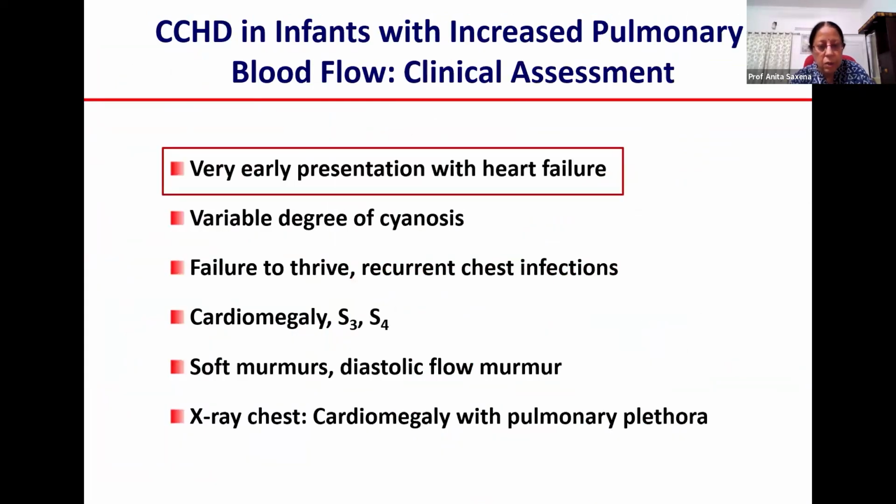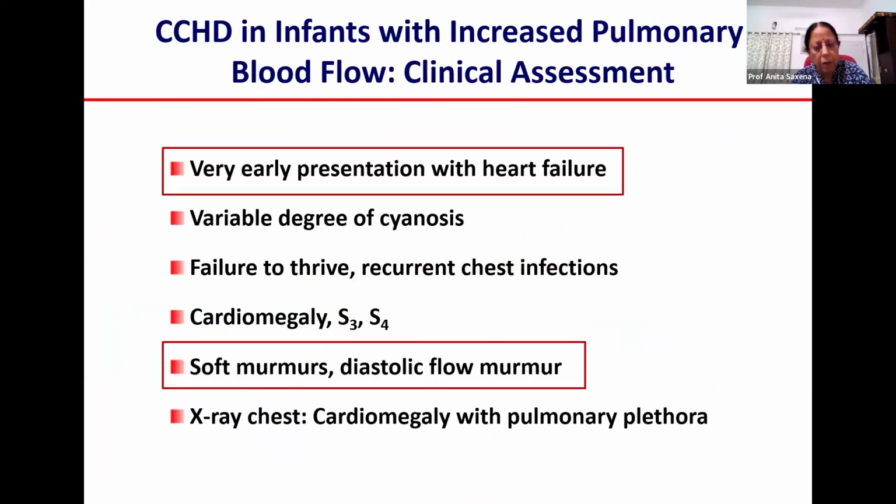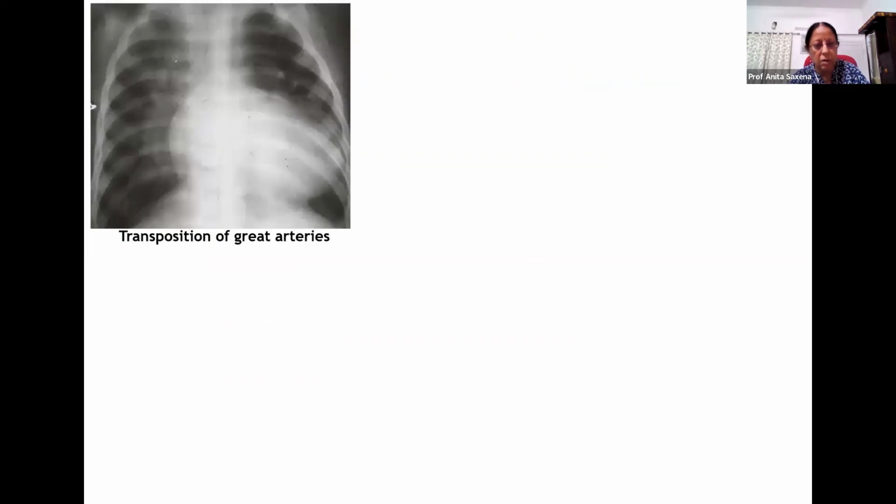So very early presentation with heart failure, absence of murmurs, very soft murmurs. If you hear very carefully, you might hear even flow murmurs. But what you should always be worried about is an infant or a baby who has no murmur and is blue. This baby is going to be much sicker than a baby who has a murmur, because the one who has a murmur is going to be tetralogy. The one who doesn't have a murmur is going to be transposition of great arteries.